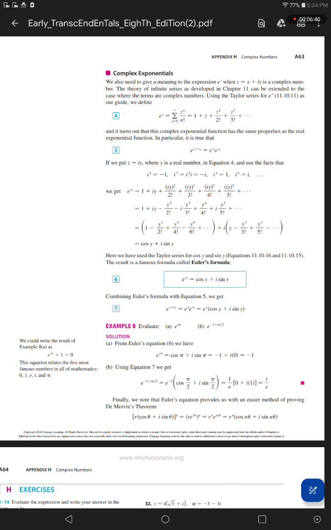Finally, we note that Euler's equation provides us with an easier method of proving de Moivre's theorem. (r (cosine theta plus i sine theta)) to the power n equals (r e to the power i theta) to the power n equals r to the power n times e to the power i n theta equals r to the power n times (cosine n theta plus i sine n theta).